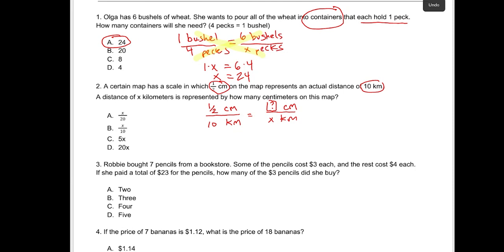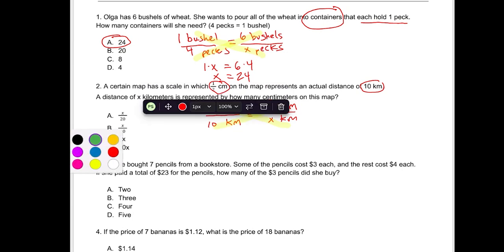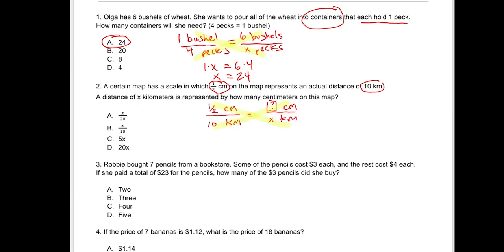Now, the setup will be very similar to number 1, where we'll use the cross products property again. We'll cross multiply, or I've heard some middle school teachers call this the butterfly method, which I kind of like. But either way, we're going to multiply this question mark box by 10. So 10 times the number of centimeters equals 1/2 times X. And if we're solving for that little question mark box, we need to divide both sides by 10.